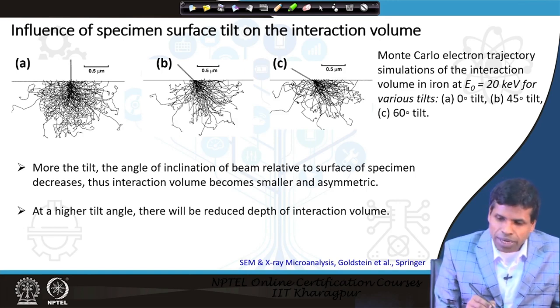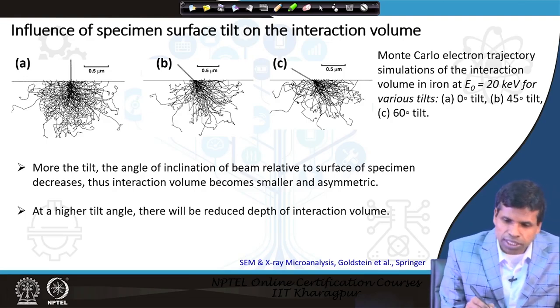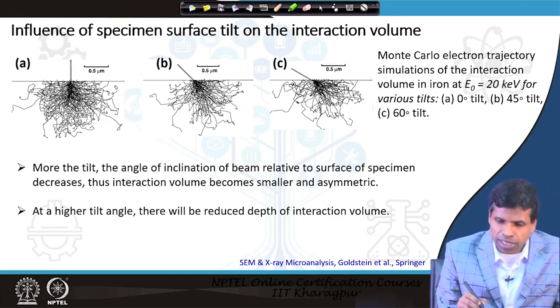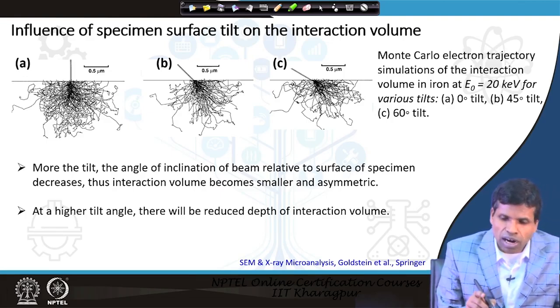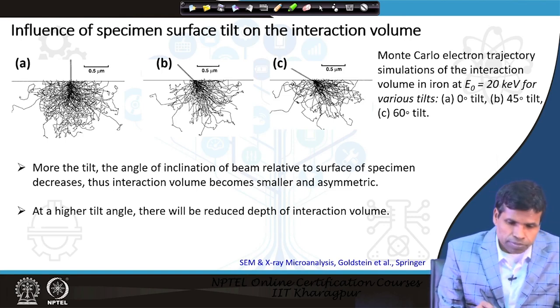So, we have maximum interaction volume at 0 degree, that means without tilt, and if we keep on tilting, our interaction volume will decrease. This is the influence of the tilt on the specimen. At a later stage, we will see how the signal generation can also be different with tilt.